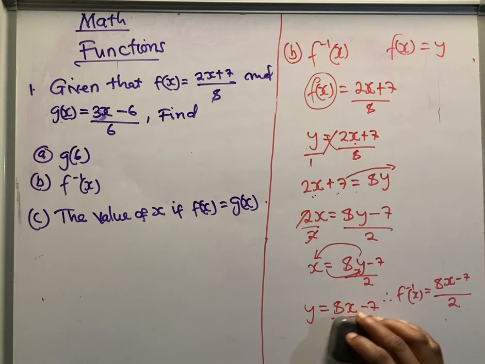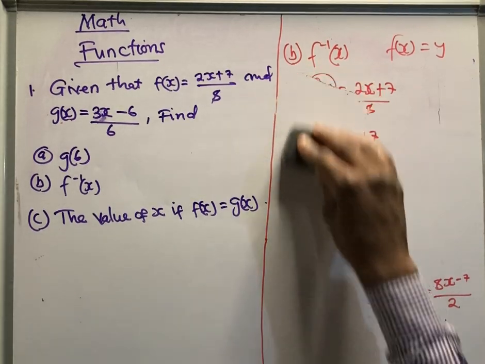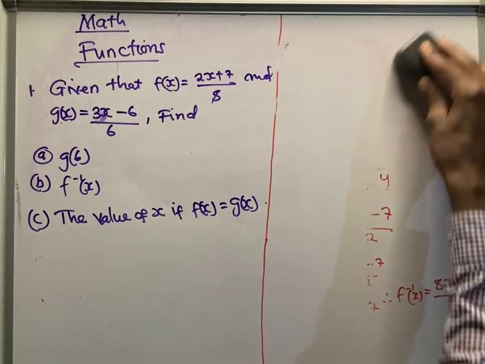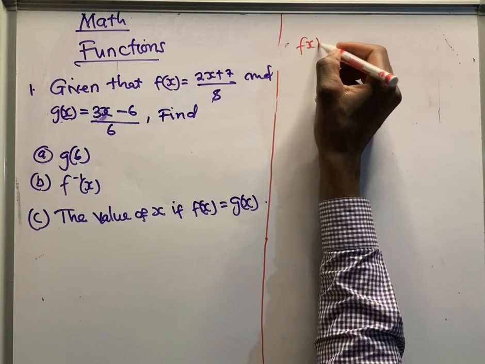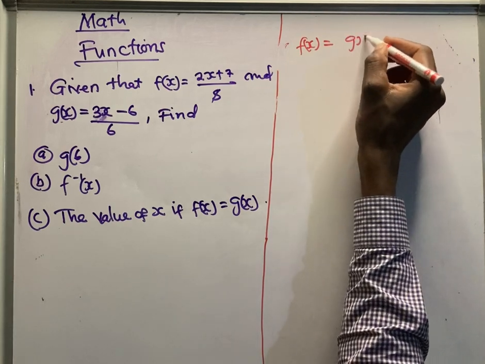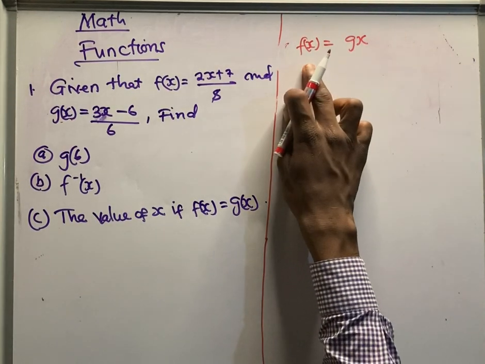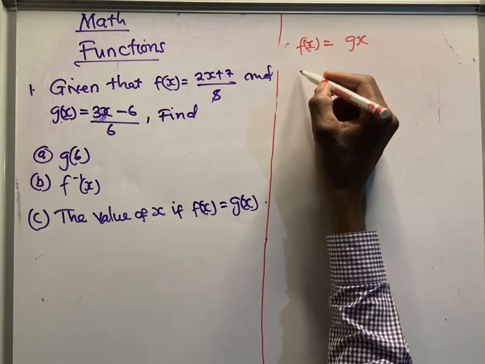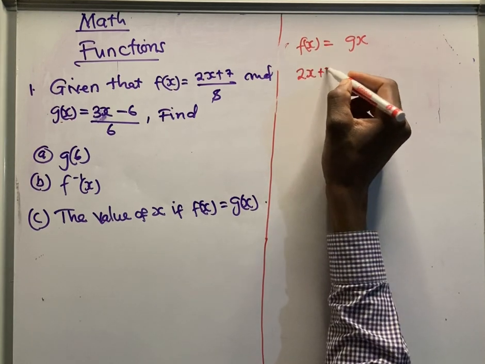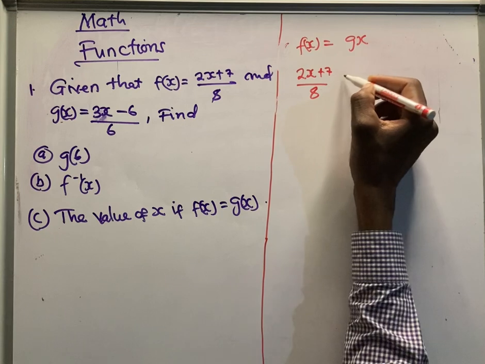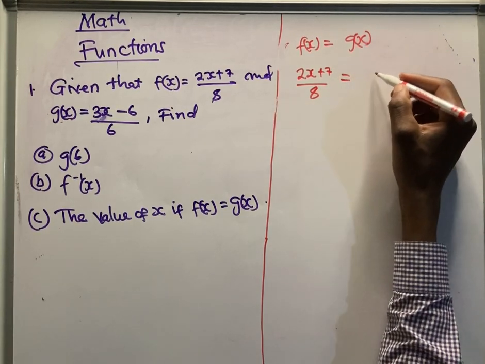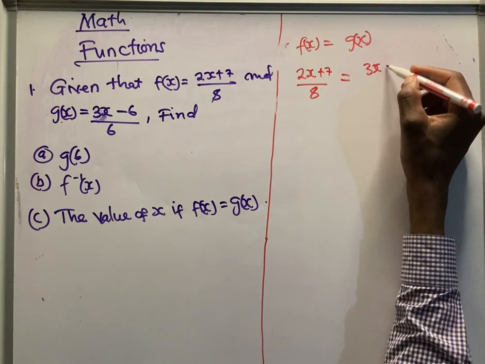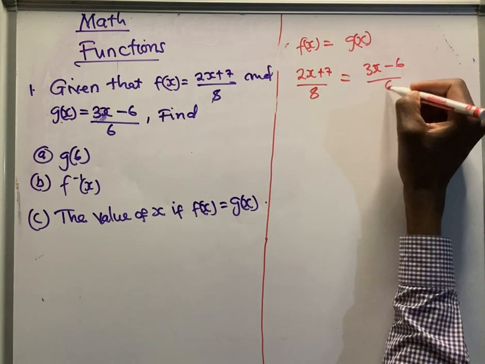Okay, we go to the last one, C. We find the value of x if f of x is equal to g of x. So we write down the f function, which is (2x + 7) over 8, and it is equal to the g function, which is (3x − 6) over 6.